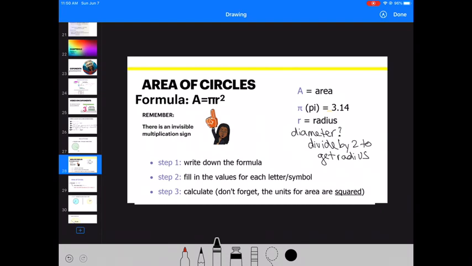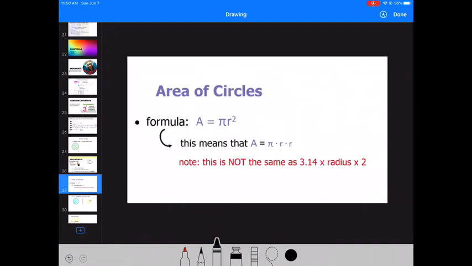Okay, all right, so as per usual, you write down the formula, you fill in the values, and you calculate. And remember, it's area, so it needs to be squared. Okay, it needs to be squared. So another way of looking at that formula is A equals pi, 3.14, times r squared. Okay, it's not the same as 3.14 times radius times 2. This is wrong. No, that's not how you do it. This is what it actually means. Okay, let's look at a couple examples.